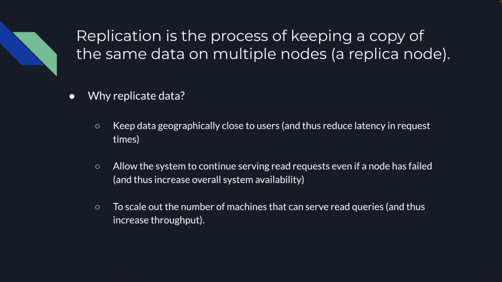Replication is the process of keeping a copy of the same data on multiple nodes. These nodes are called replica nodes. But why would we want to replicate data? Well, if we replicate data, we could keep copies of it geographically close to our users, and thus reduce the latency in request times. If you have users in the Asia Pacific region, but they have to read from your database in, let's say, the US East Coast, then that's going to be a long request time. What if they had a data center in Singapore where they could read and get that data really quickly? So having a geographically close database is a pro there.